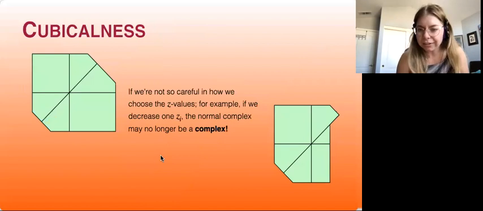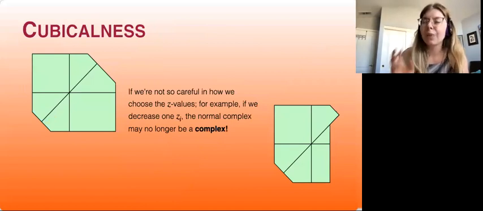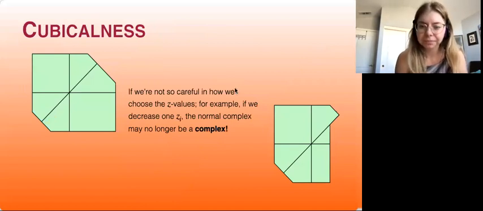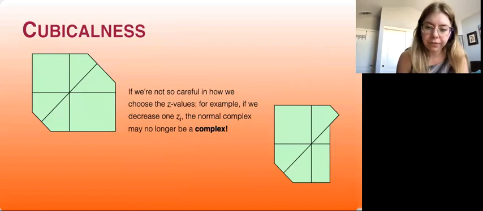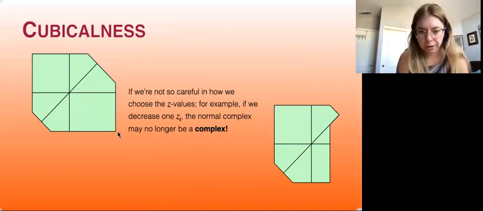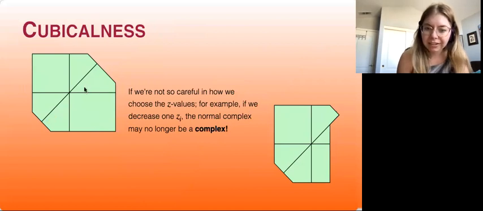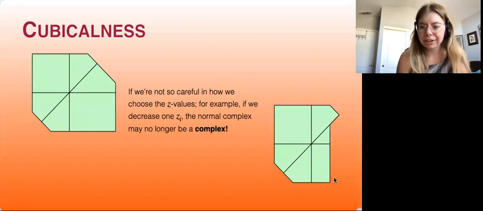There's a little bit of care that we need to take with the way we choose the Z values. Even on this normal complex that we saw earlier for a complete fan, I can decrease one of the Zi's, this was Z1. I can decrease it, which will push this in to give us this, which is not even a complex. So I'm going to require a condition we call cubicalness to prevent this from happening.